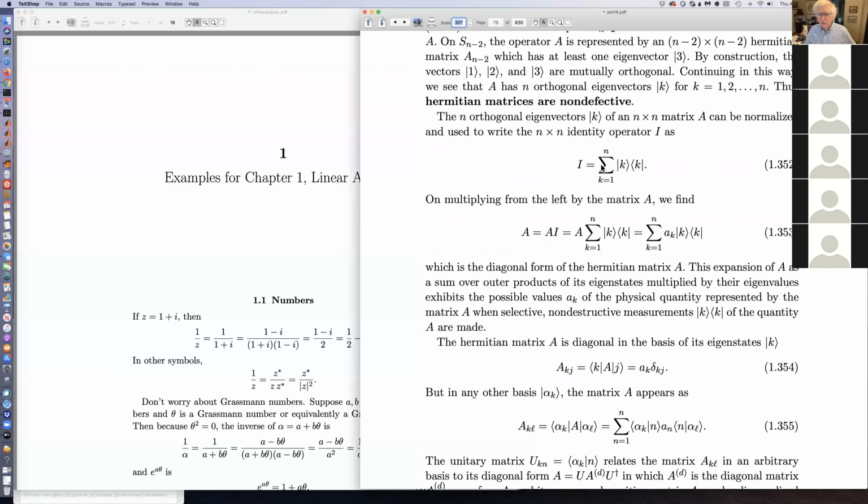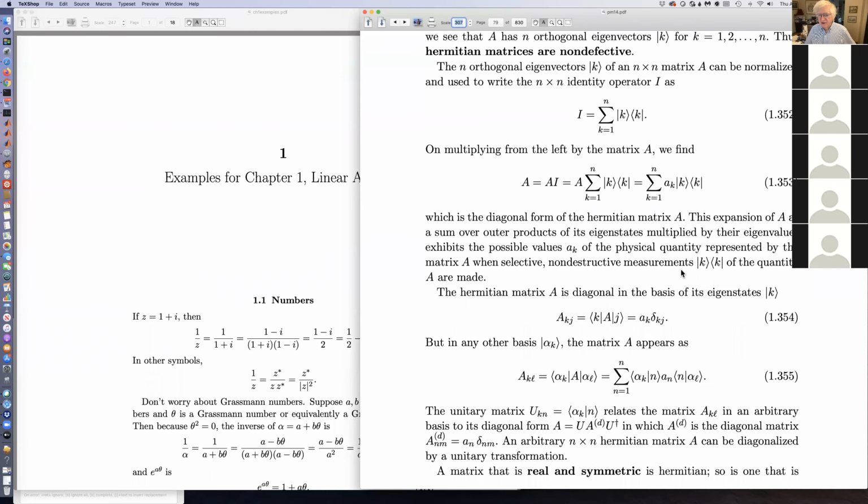What we do traditionally is we take the n orthogonal eigenvectors of a Hermitian operator A and write the identity operator that way, and then we multiply from the left by A, and we get A is equal to AI, which is equal to A on the sum of the outer products of the eigenvectors, and that's the eigenvalue times the outer product of the individual eigenvectors. And this is the diagonal form of the Hermitian matrix A.